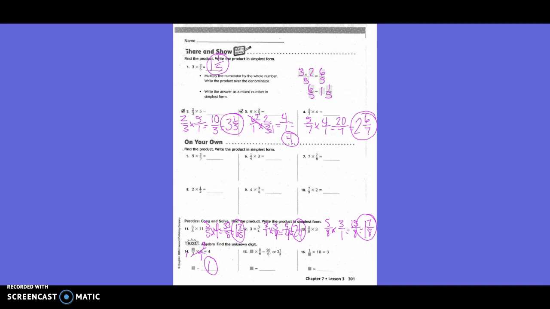Over here, this would be something over 1. It says times 5 equals 20. So what times 5 gets us 20? 4. And then on 16, we know this would be over 1, and this would be over 1. So what would I do to simplify this to get 3? What times 3 gets me 18? 6.